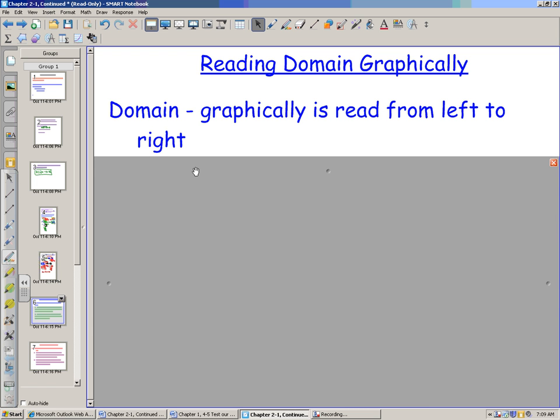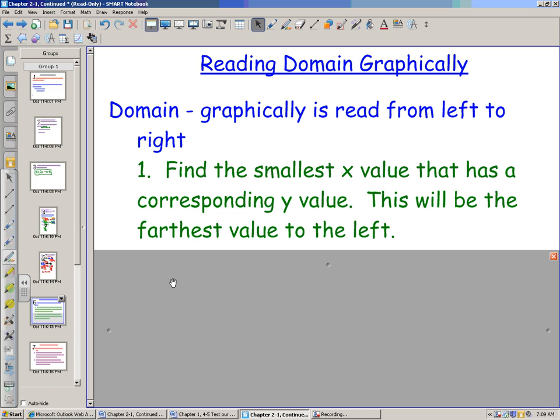Reading domain graphically. Graphically means we're talking about looking at a graph. Domain is talking about your x values. Remember all the synonyms for x? Okay? So I want to look at my x values on this graph. I want to read it from left to right. More importantly, I want to find the smallest x value that has a corresponding y value to it, which means I need to go all the way to the left. That's my smallest x value.